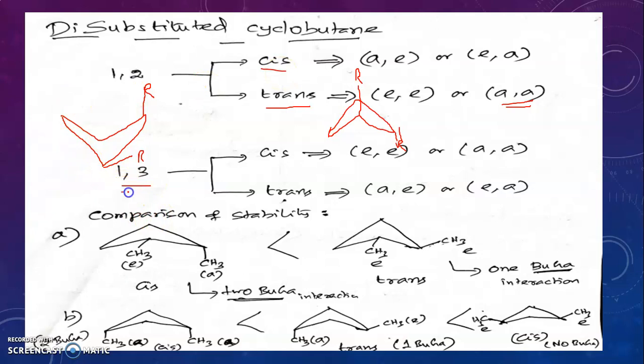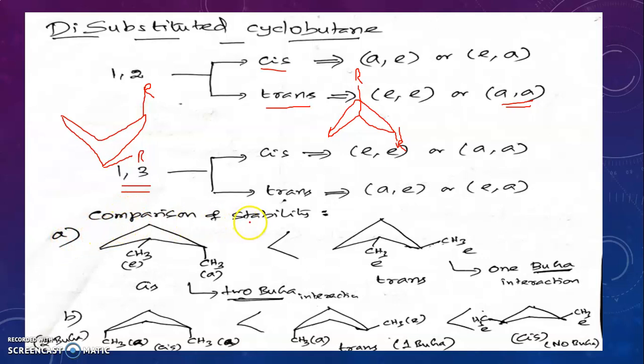Similarly, in 1,3 disubstituted cyclobutane, both equatorial and both axial will give cis isomer. One group axial and another group equatorial will give trans isomer. See, this really requires some practice. So try to write the cis and trans isomers in your notebook, and visually observe on your own whether it is cis isomer or not. Now, how to distinguish cis isomer from trans isomer?